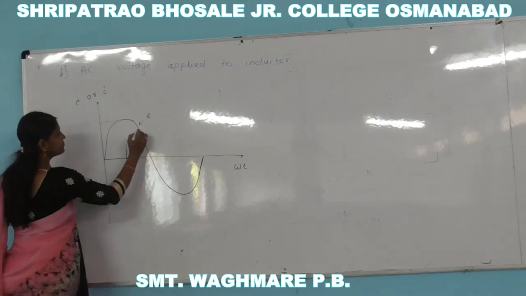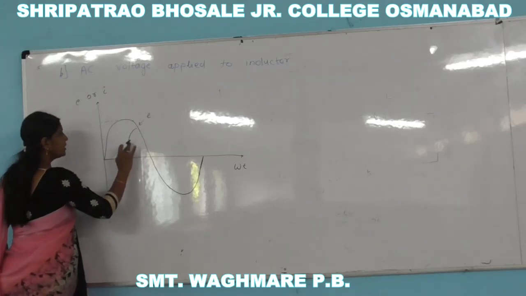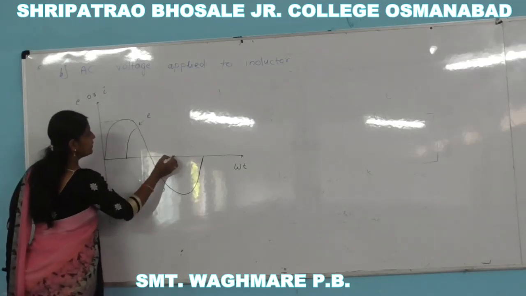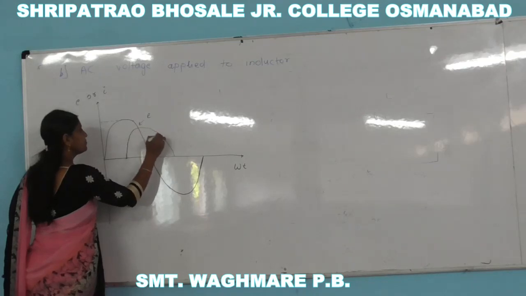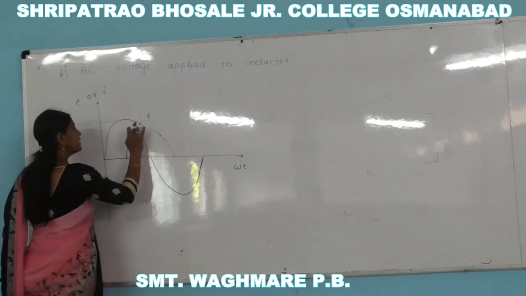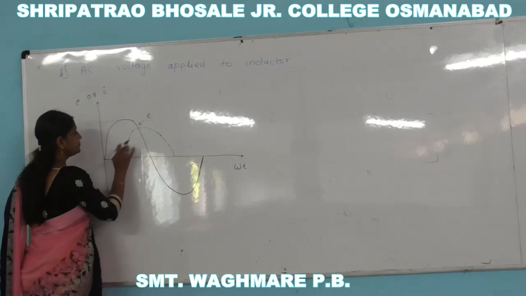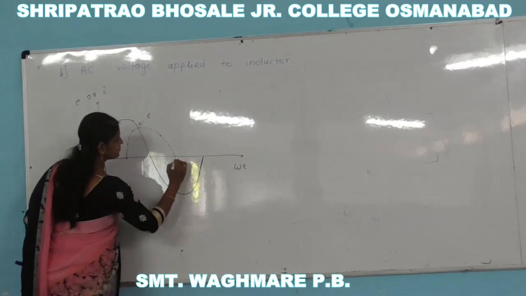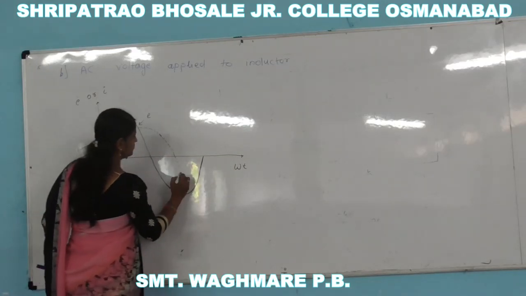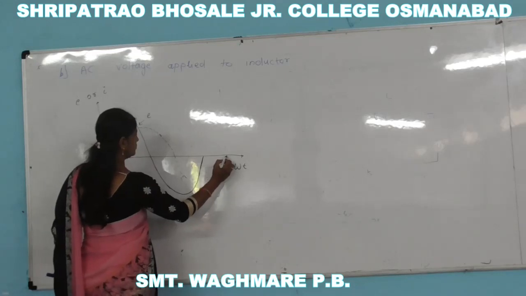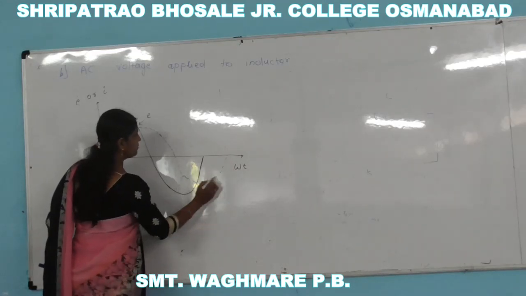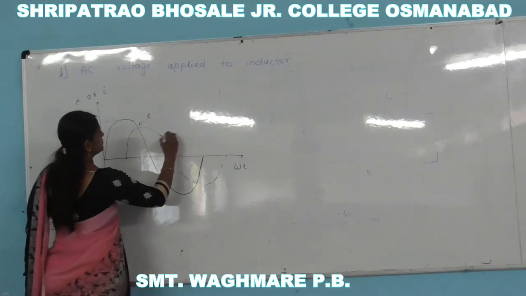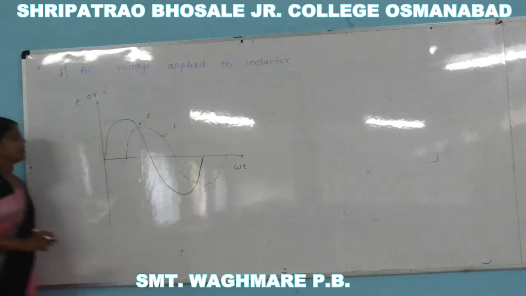Current is always less than EMF, therefore the maximum amplitude of the graph will be less as compared to the EMF. Draw a dotted line for the current, and therefore we get this type of graphical representation for the I. This is AC current.